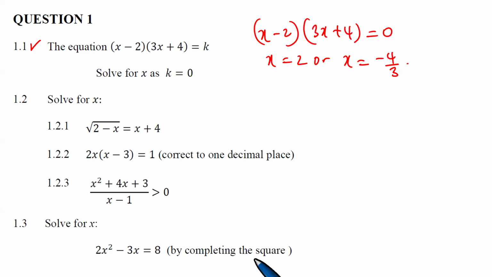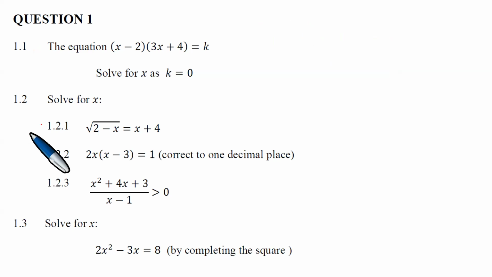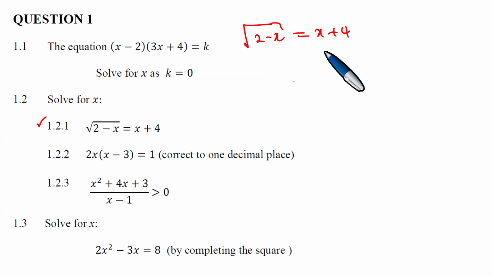Yes, sir. Good. Right. The next question is 1.2.1, and we are practicing together. Right. 1.2.1 is the square root of 2 minus x is equal to x plus 4. What do we do first here? What is the first step?